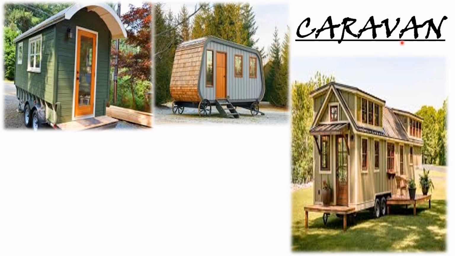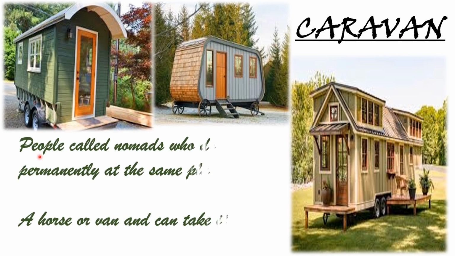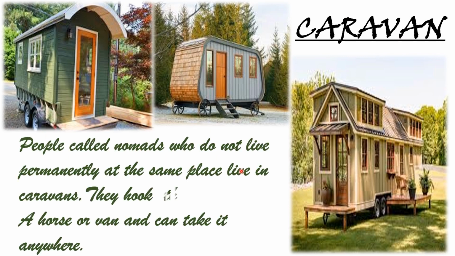Next is caravan. People called nomads, who do not live permanently at the same place, live in caravans. They hook their caravans to a horse or van and can take them anywhere. As you can see, there are wheels attached to every caravan. They can be easily carried away from one place to another. So people who do not live at the same place for a long time use caravans to live.